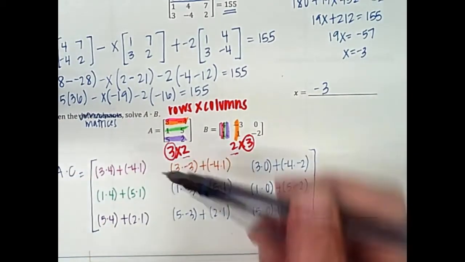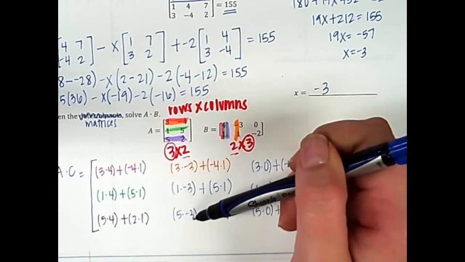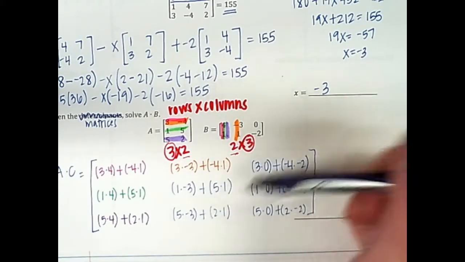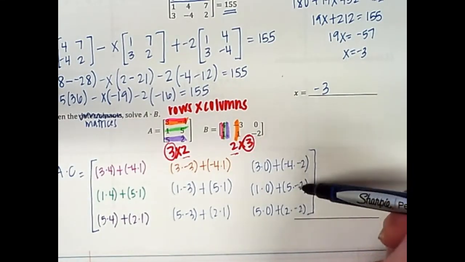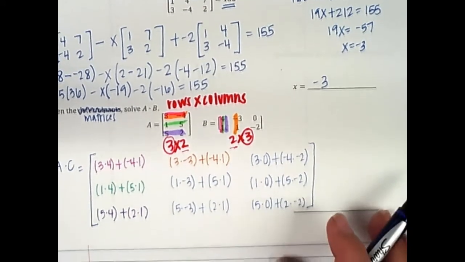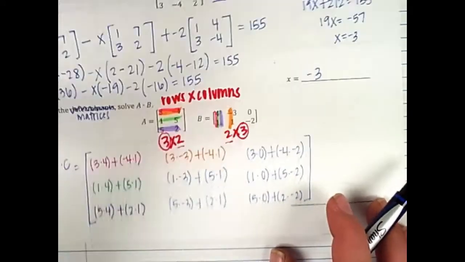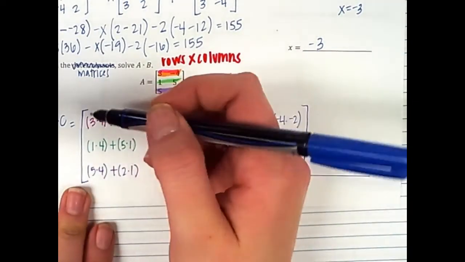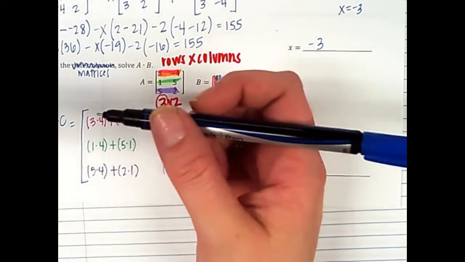Okay, now again, double check. Negative 3, negative 3, negative 3, 1, 1, 1. 0, 0, 0, negative 2, negative 2, negative 2. All my second numbers always are the same in every single column. Okay, so then I start to simplify.